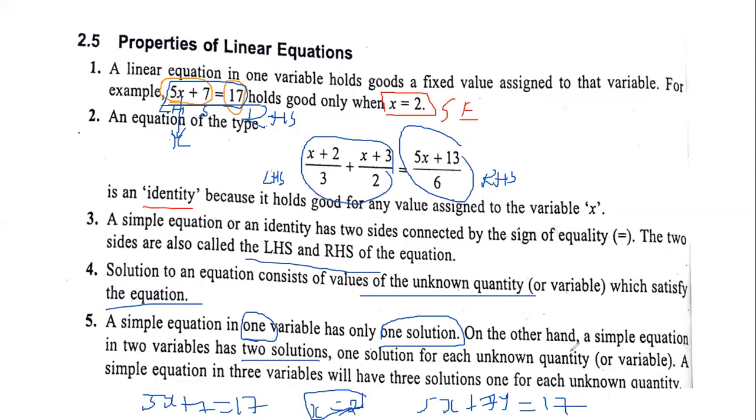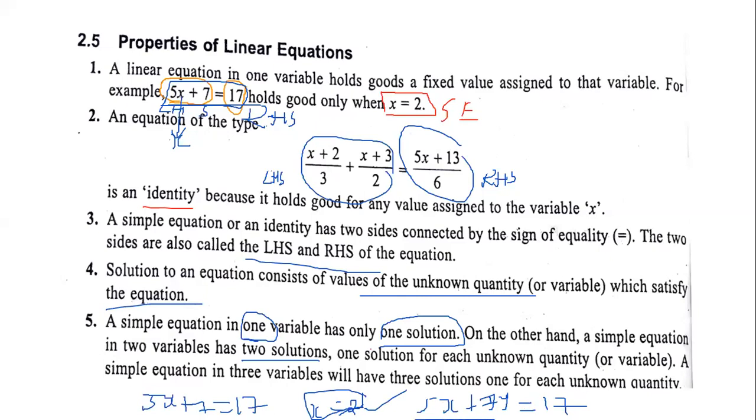Okay. Praveen, yes, 17 minus 7 is equal to 10, but then 5 into 2 is 10. So x will become 2 in that case. Yes, correct. The calculation is right.